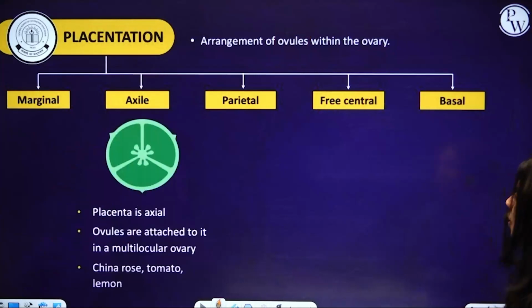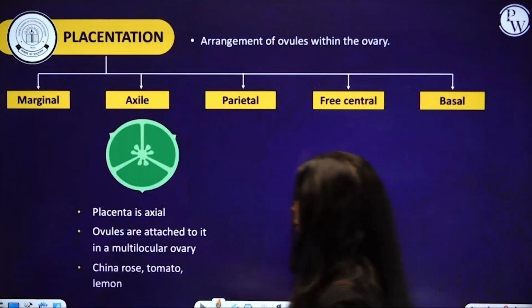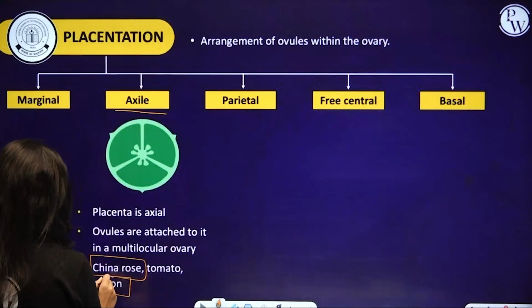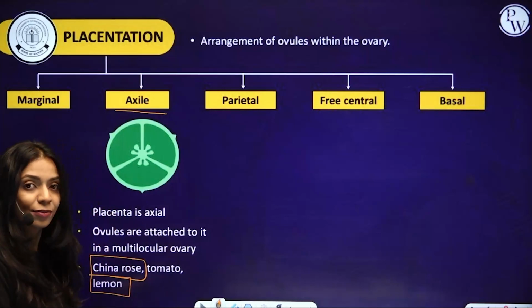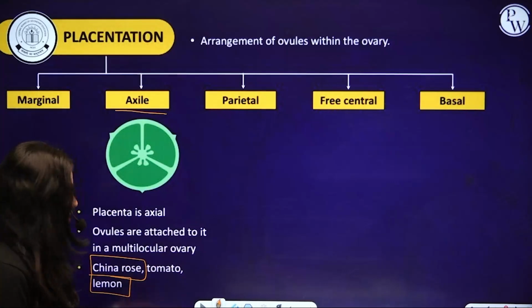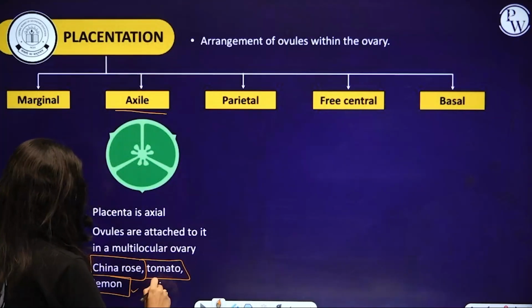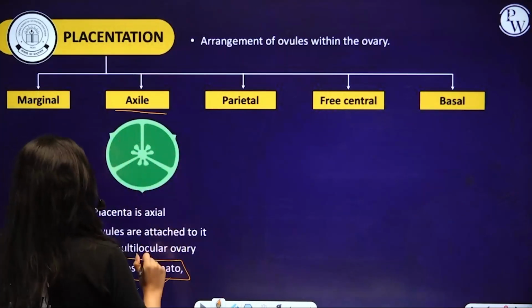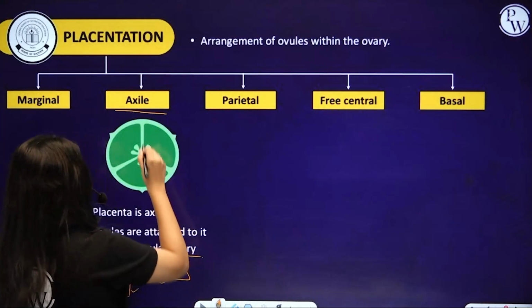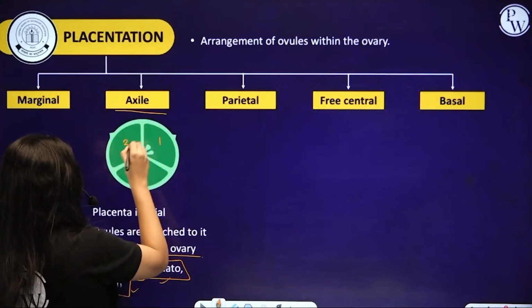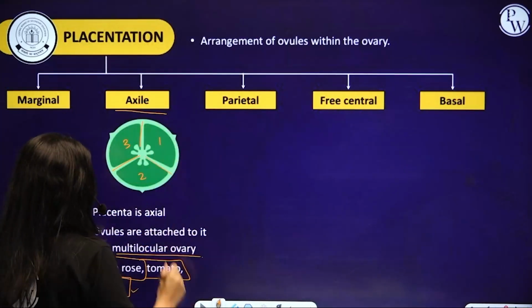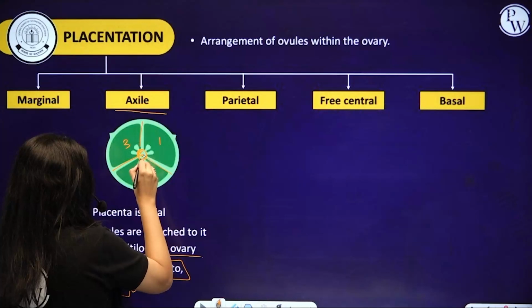Next, we have axile placentation. Examples for this are lemon and China rose. I think you would have seen flowers more popularly. I'm not sure if you would have cut the ovary and seen how the ovules are arranged. Tomato and lemon, I'm sure you would have seen how the seeds are arranged within the fruit. Over here, one thing is, it is a multilocular ovary. This ovary has 1, 2, 3 locules. There are septa that are differentiating the 3 locules. There is a central axis.